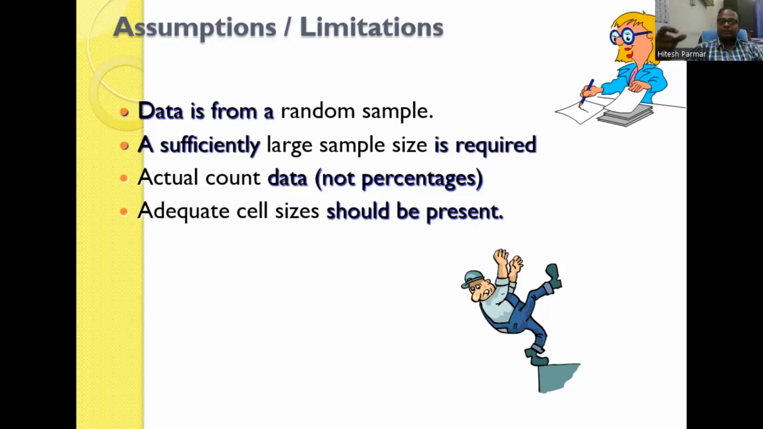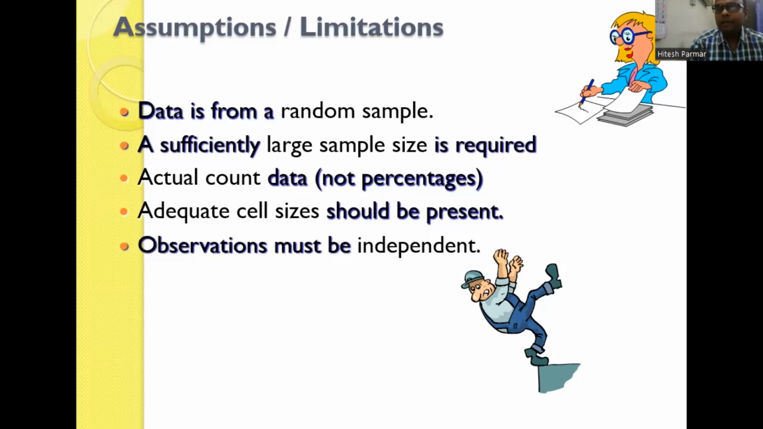Now there is an assumption regarding the expected count, that the expected count should not be less than 5. When we calculate the expected counts, the ideal frequencies, these expected counts should not be less than 5. This is also one of the important assumptions.